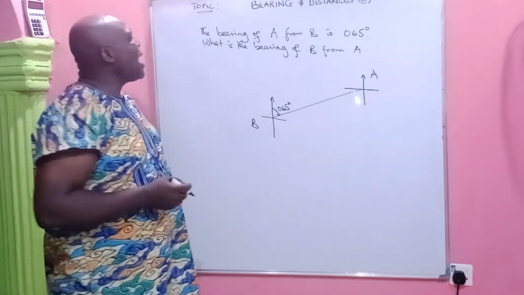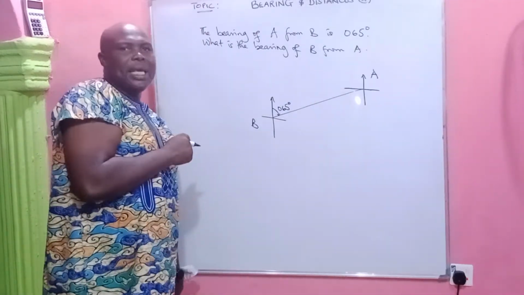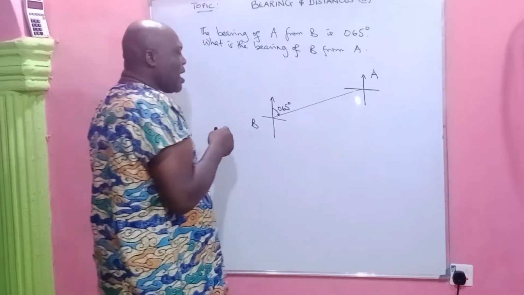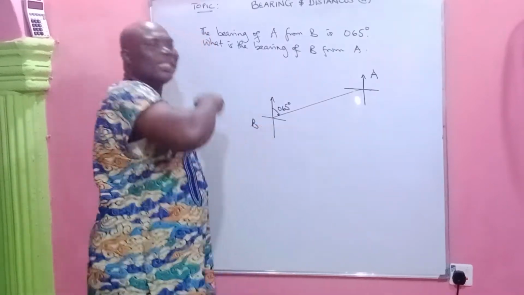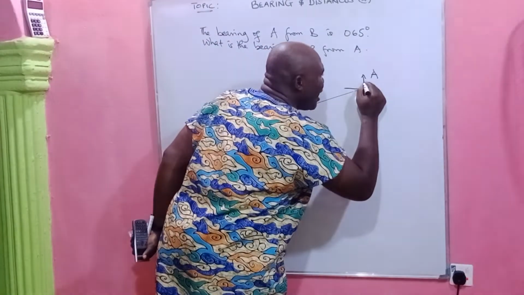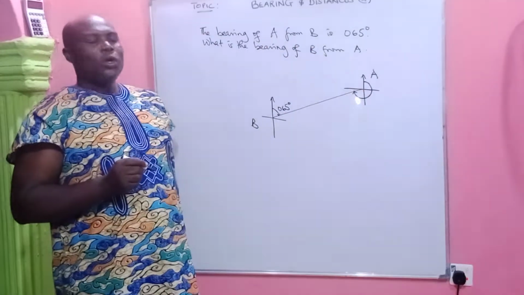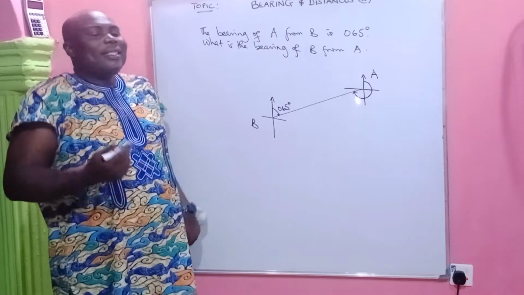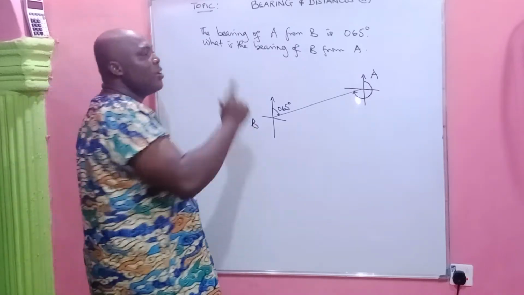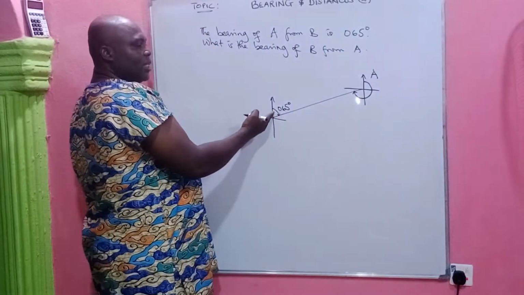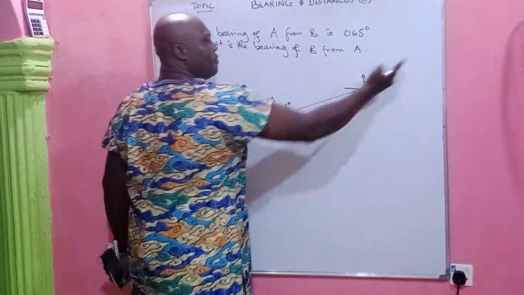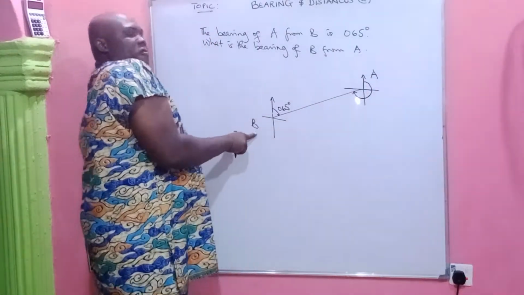Now, you can be asked, what is the bearing of B from A? So what is the bearing of this B starting from A? They are asking us to find the bearing round this way, touching that very line. So what will this bearing be? It's very simple. The bearing of A from B is 065. So this is 65 to A. We are measuring from B.